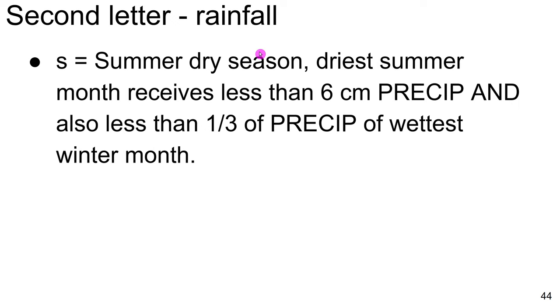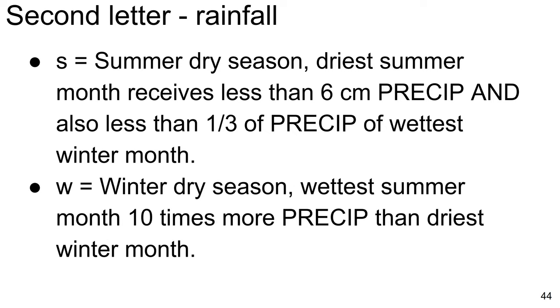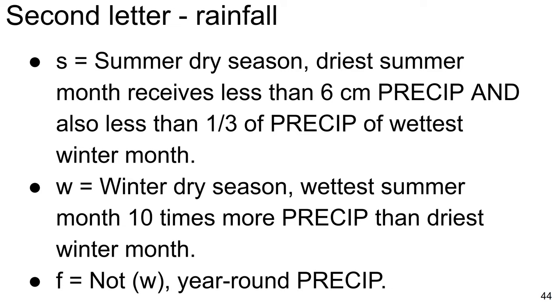Second letter, rainfall. So it's either summer dry, in which case the driest summer month receives less than 6 centimeters, and however much it gets in the summer is less than 1/3 of the wettest month. If it's not an S, you check to see, is it a W? Winter dry, where the wettest summer month is 10 times more precip than the driest winter month. And if it's not a W, then it's an F with year-round precip.